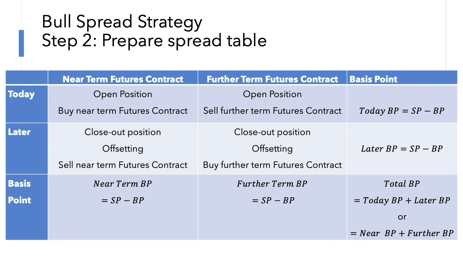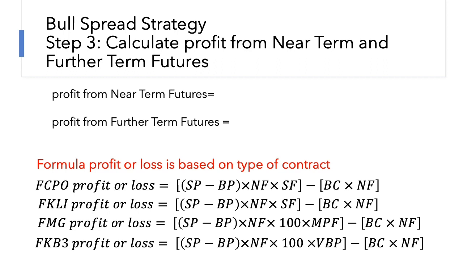You take the opposite position. The same goes for the further-term futures contract. You open the position, you sell the contract. So you close out by offsetting, you buy the further-term futures contract. Then you can calculate the basis point based on the time of the transaction or based on the contract of the transaction. For example, you can calculate today's basis point and later basis point.